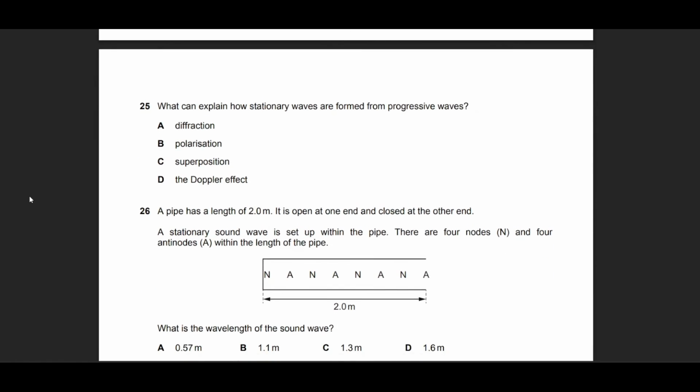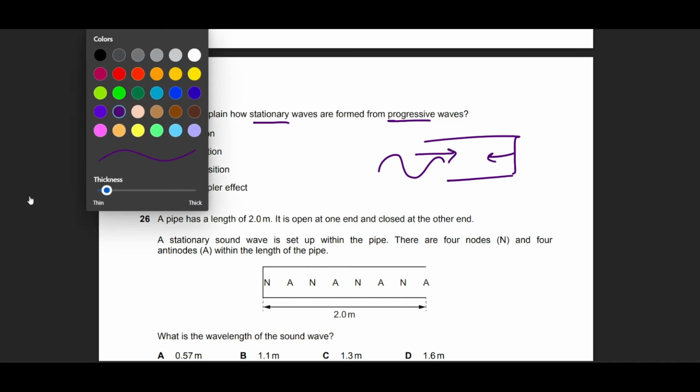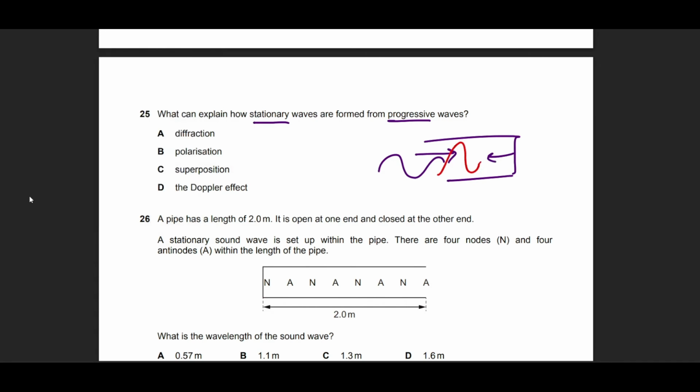Question number 25, you have to memorize this in some sense, but let's explore all the options. It says, how are stationary waves formed from progressive waves? We know that for stationary waves, there is a primary wave moving towards some surface, it bounces back, and then it produces a reflecting wave like this. So when these both waves meet at a point, they keep on crossing through each other, right? The result of that produces a stationary wave. So let's see what's happening.